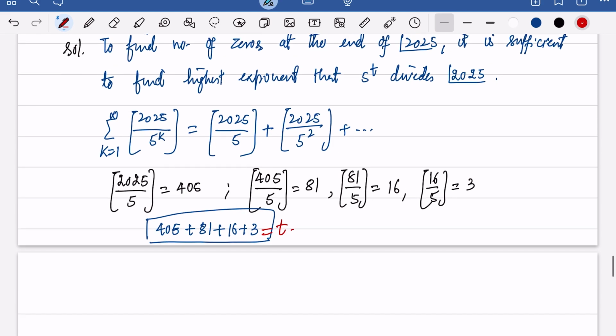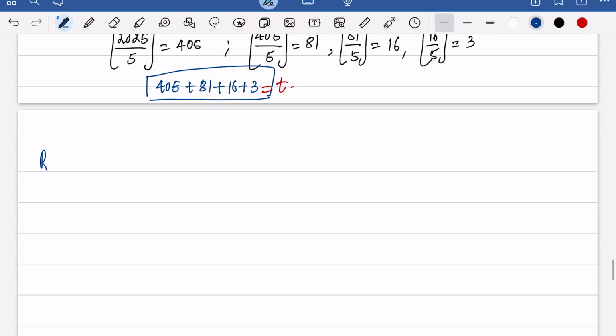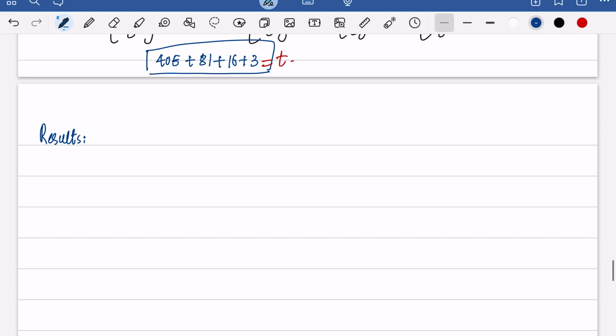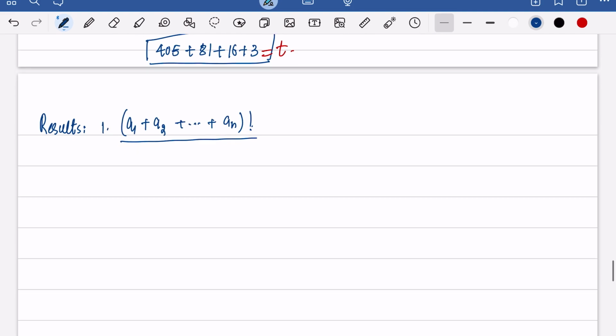Now we don't need to find the number of 2's involved, because obviously the number of 2's will be more than the number of 5's in 2025 factorial. Now let's mention some results here that we must remember. The first one is that (a1 plus a2 plus so on plus an) factorial divided by a1 factorial into a2 factorial into an factorial is always an integer.